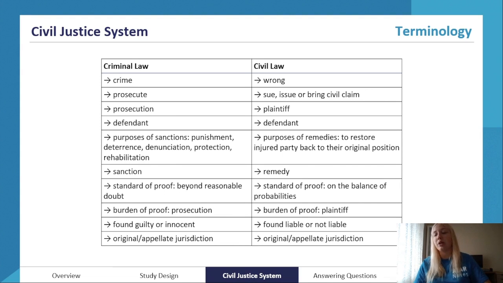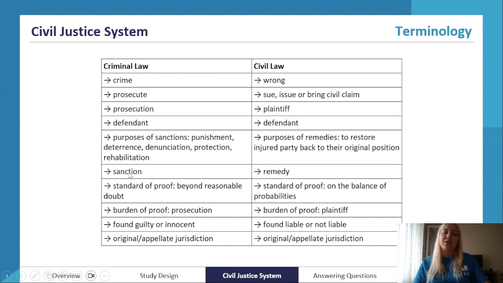So oftentimes when a question asks you to outline the purposes of remedies or explain the purposes of remedies, you often need to provide both the general purpose of both as well as the specific purposes. So that's something important to understand.